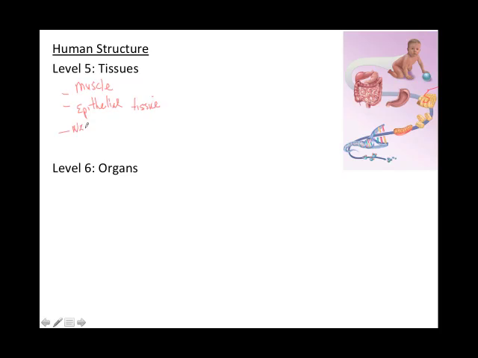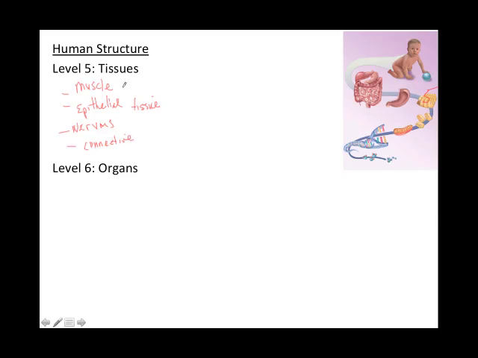We have nervous tissue. And we have connective tissue. Now we address these in more depth in Chapter 5. You'll also be looking at a lot of these in lab.